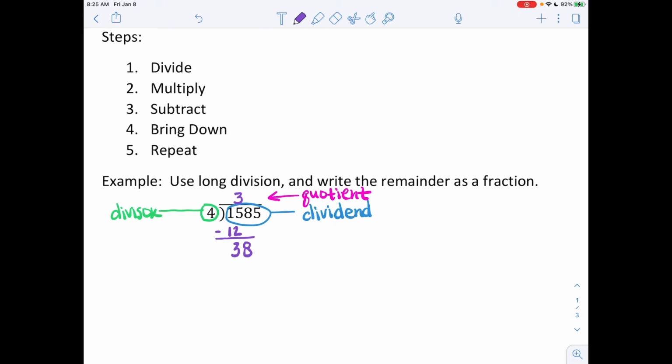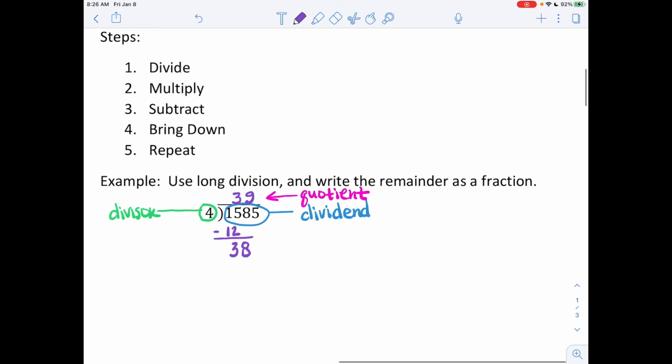Will 4 divide into 38? Yes. How many times? 9. 4 times 9, 36. Subtract. I get a 2. Bring down the next number, 5. How many times does 4 divide into 25? Well, that's a 6. 4 times 6, 24. Subtract. And now I have a 1.